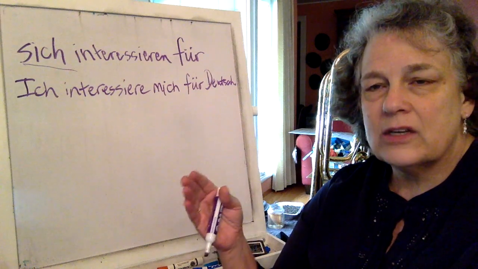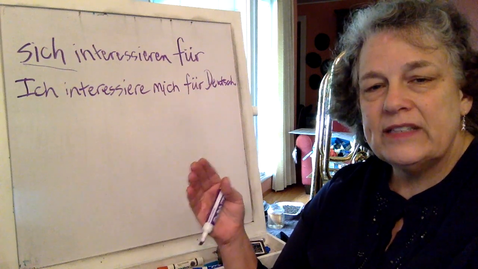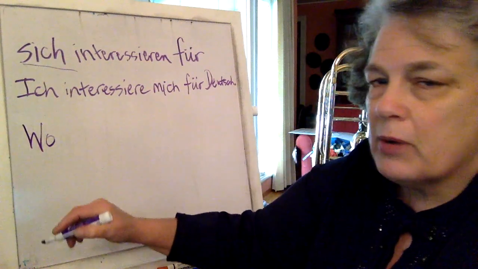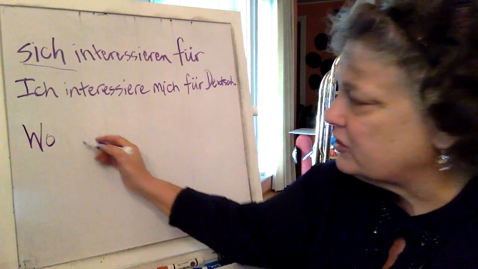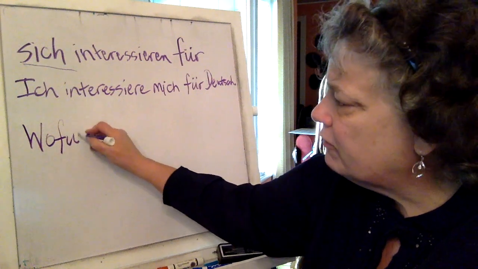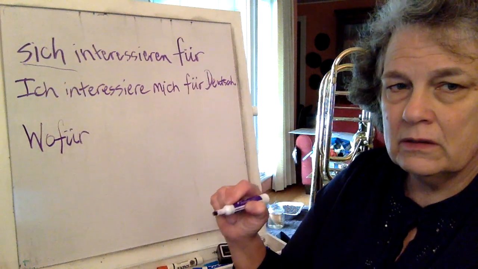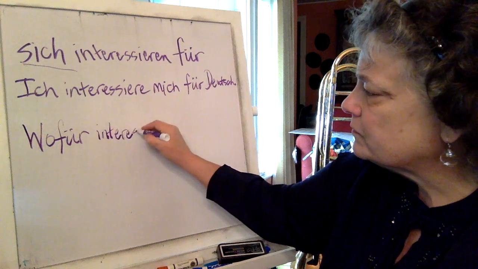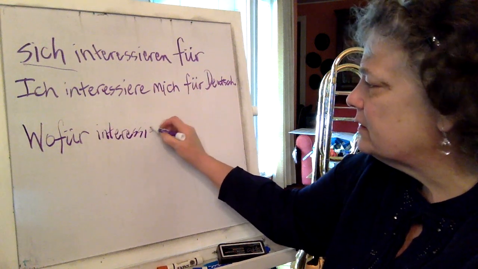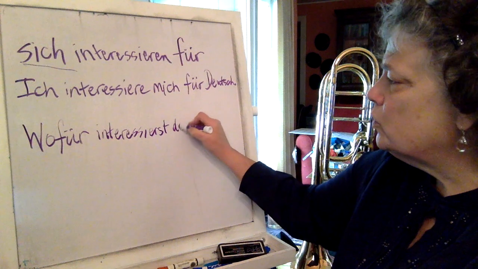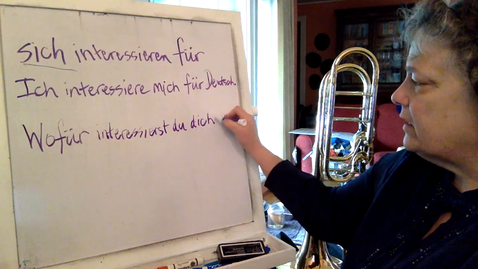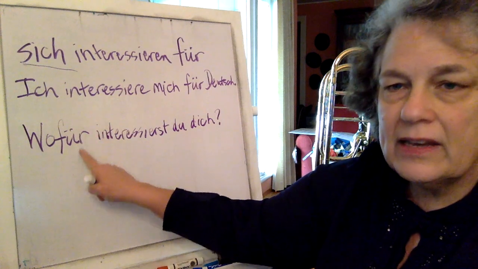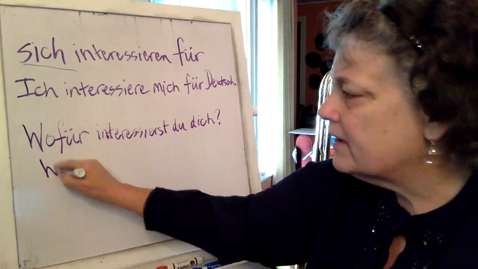When you want to ask the question what, you attach the word wo to the preposition, or you attach the preposition to the word wo. Wofür interessierst du dich? Interessierst du, and then the reflexive pronoun dich. So this means what. You cannot say was.